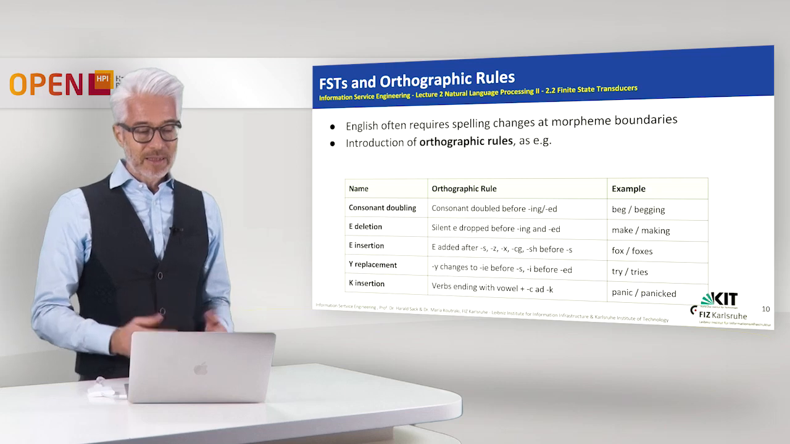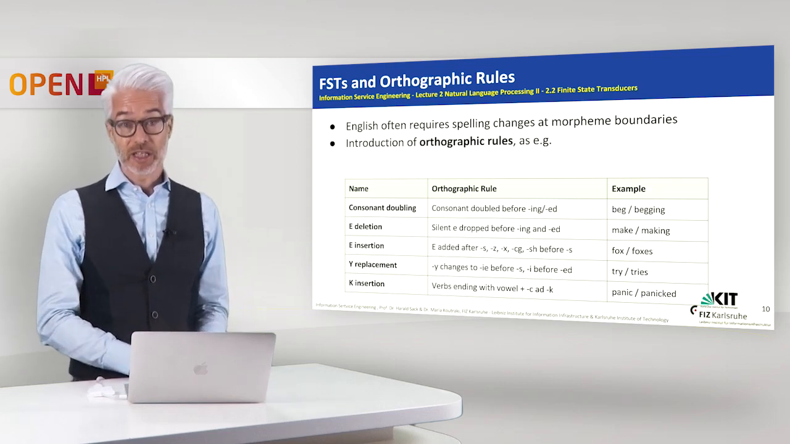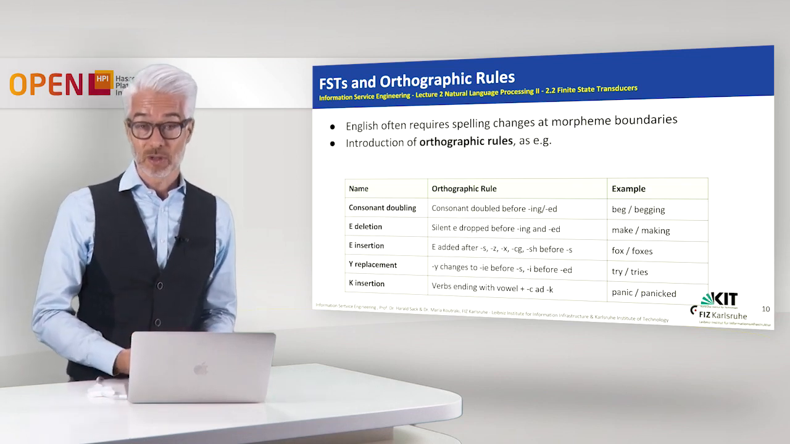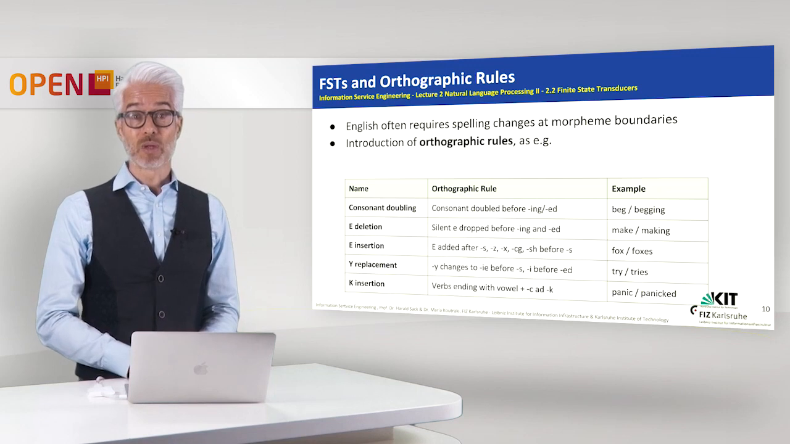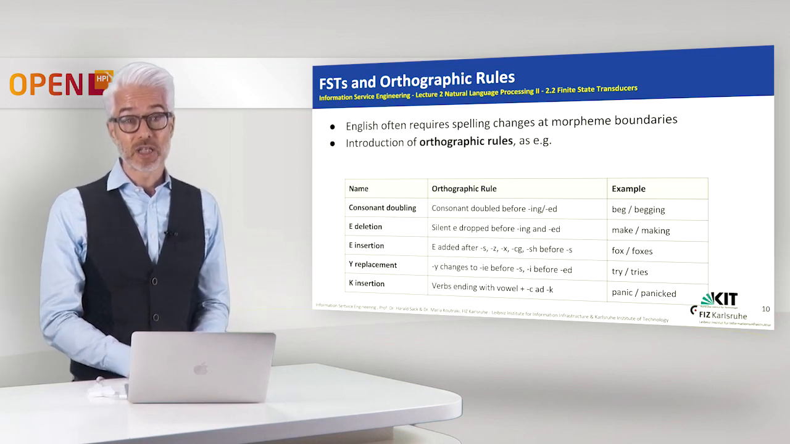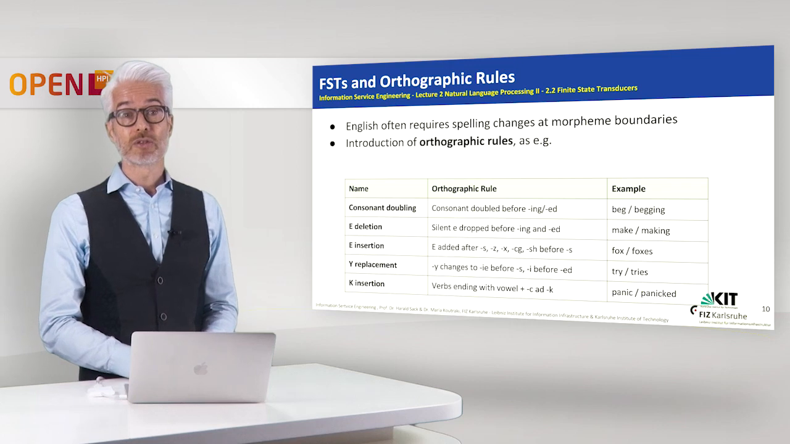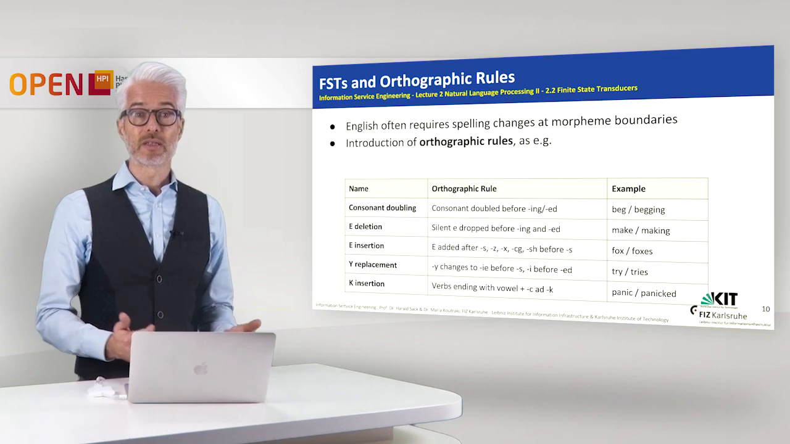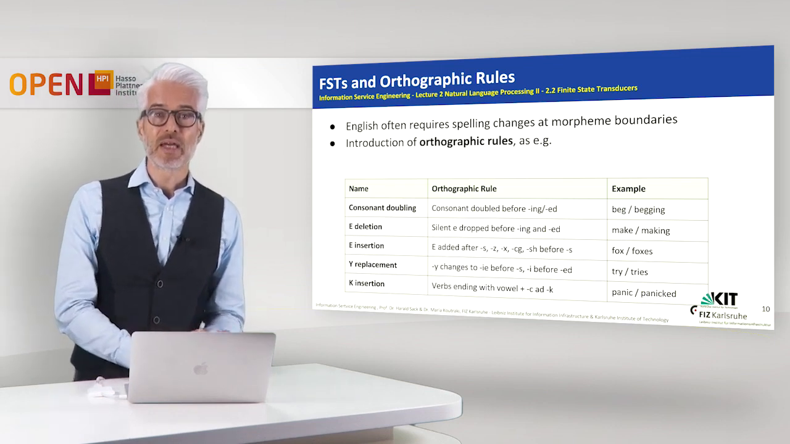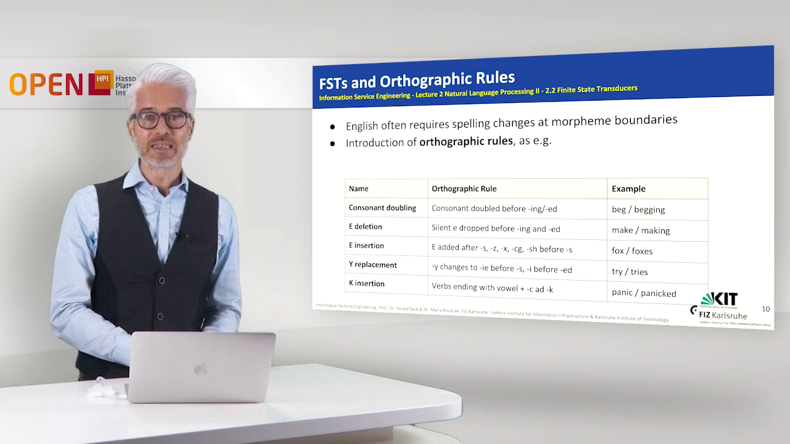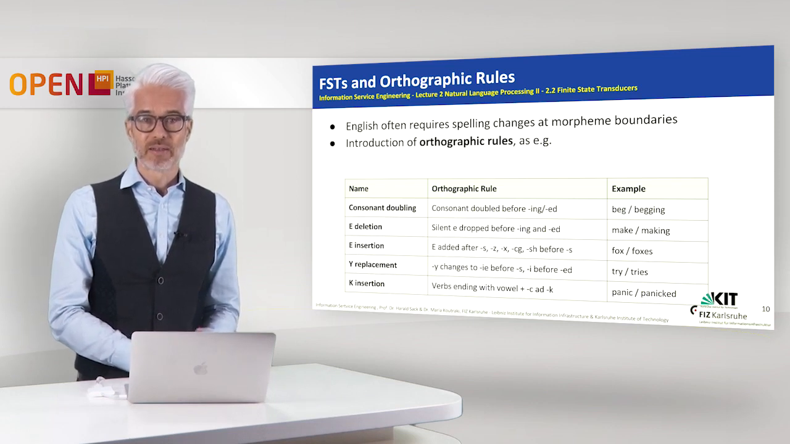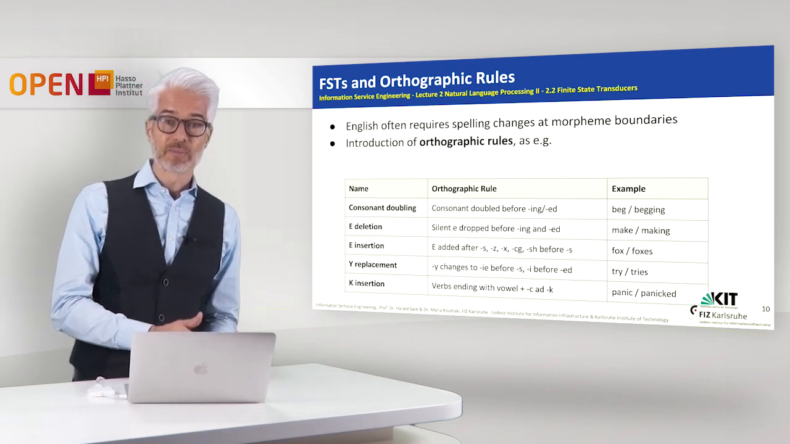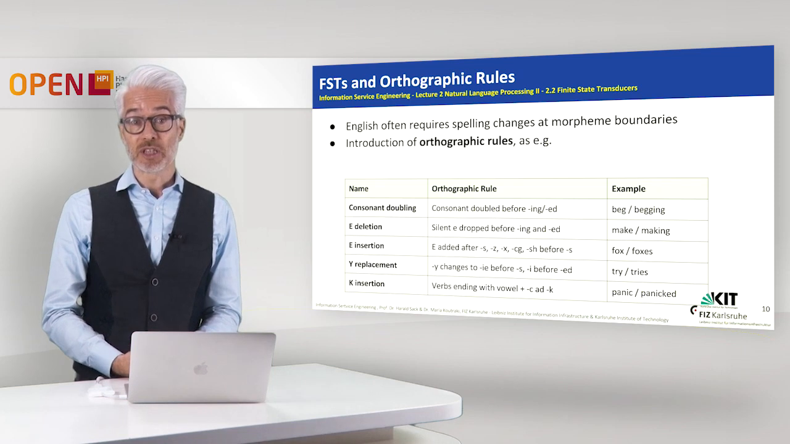So sometimes English requires spelling changes exactly at morpheme boundaries. We have already seen this for the plural S, for example, but also in other cases we have exactly these spelling changes. And these spelling changes have to be introduced via so-called orthographic rules. We have a few examples here. First, we consider consonant doubling. For example, if you add ing or ed after a verb, then the consonant at the end of the verb will be doubled. So beg becomes begging, with a double G.